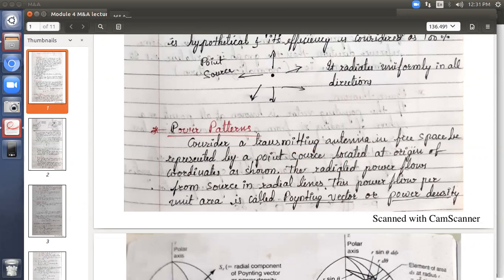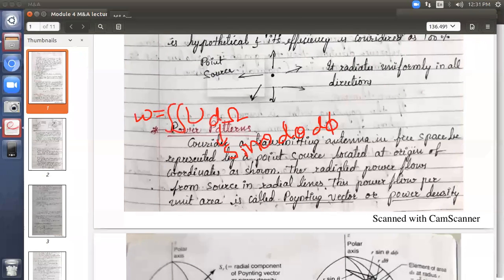In yesterday's problems, we have seen double integrals, the surface integral over U dΩ. I think we saw U into dΩ, where dΩ we substituted as sinθ dθ dφ. So for the spherical coordinate system, r, θ and φ are the different coordinates.